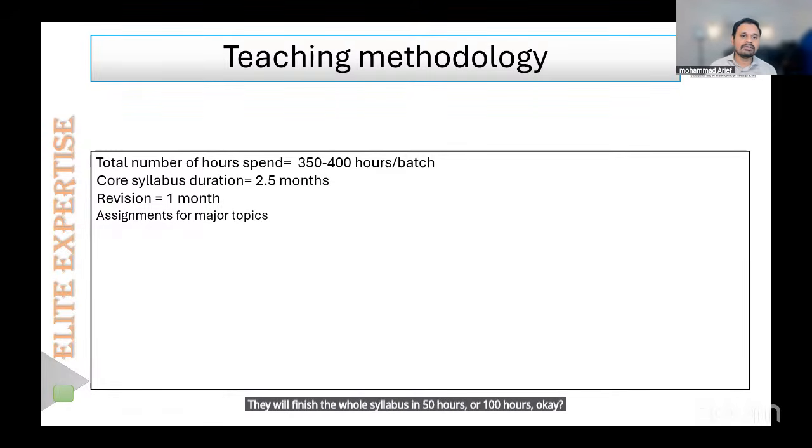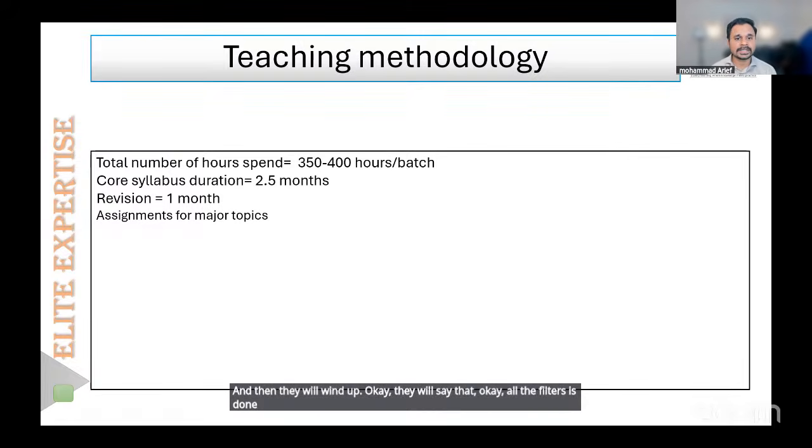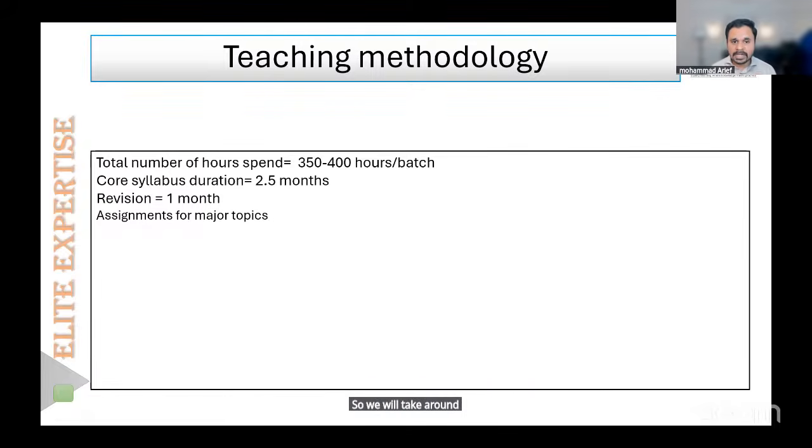Okay, and then they will wind up. They will say that all the syllabus is done. But at Elite Expertise, we take a minimum of around 400 hours per batch. We design the teaching in such a way that in the first 2.5 months, we will finish all the core syllabus. The main syllabus will be done.